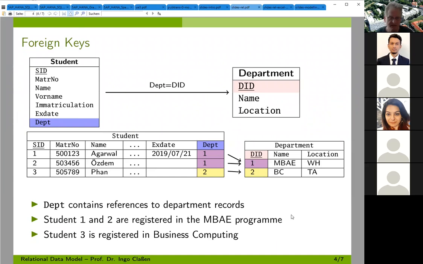So now let's take a closer look at what a foreign key actually means. And let me ask you one question. The primary key must be unique. Must also a foreign key be unique? What do you think? No. No. Yes, I think.